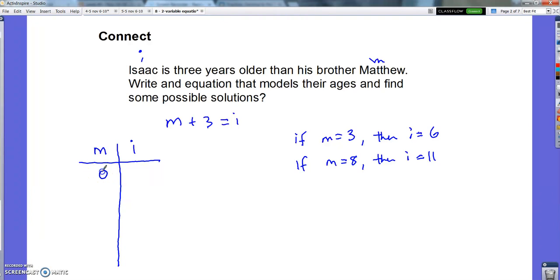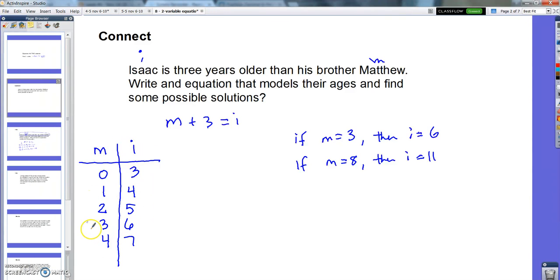If Matthew was just born, Isaac is 3. If Matthew is 1, Isaac is 4. If Matthew is 2, Isaac is 5. If Matthew is 3... So we go in a deliberate order rather than randomly picking them when we use a table. You'll see why tomorrow. It's totally fine to have a break in your table and say, if Matthew is 10, Isaac is 13. That's okay too. But usually you go in an order, and you'll see why tomorrow when we do the graph. All right, let's do another one.